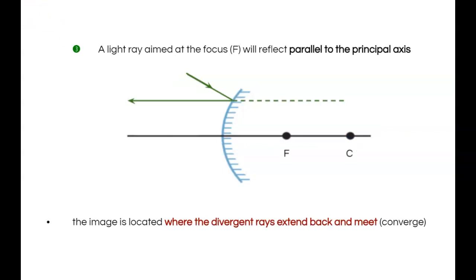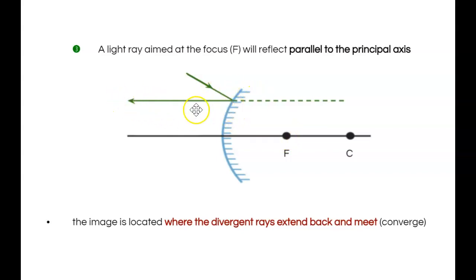Okay, so let's look at rule number 3, our final rule. So this is going to look very similar to what rule number 1 looked like, but there are some subtle differences. A light ray aimed at the focus will reflect parallel to the principal axis. So it's almost like rule number 1, but in reverse. Okay, so if we were to aim an incident ray towards that focus, so I've got my ruler and I'm aiming a light ray anywhere on the surface of this mirror, but I'm aiming it towards the focus, it's going to reflect back parallel, right?